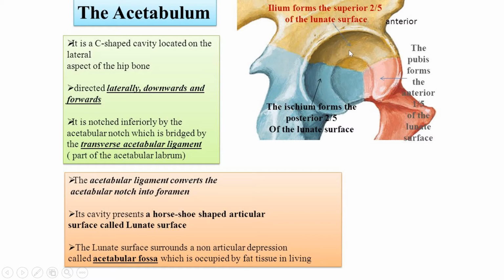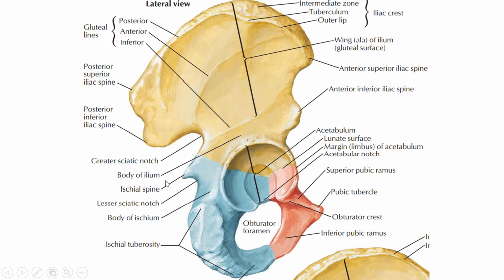Wherever there is an articulation, the articular surface would be covered with hyaline cartilage. And here you can see a depression in the center. This is the non-articular part of the hip bone, called the acetabular fossa, and it is filled with fat and ligamentum teres. Now, I have certain descriptions written in the boxes here. Again, you can go through the text as well.